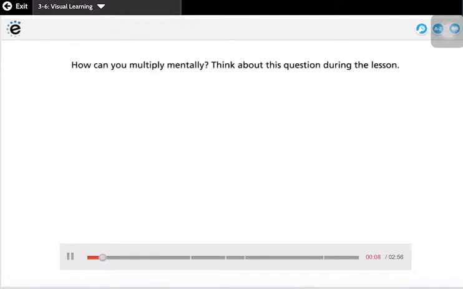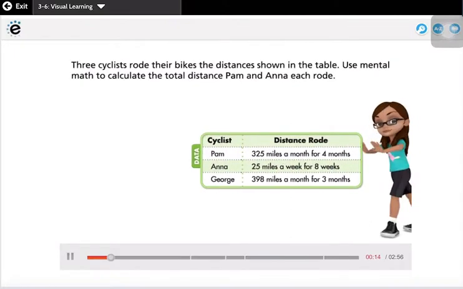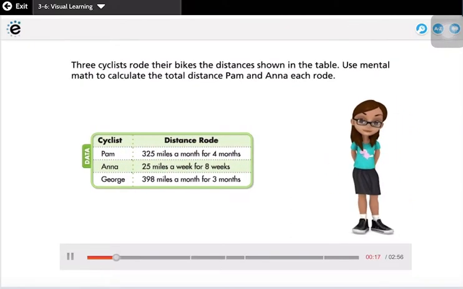How can you multiply mentally? Think about this question during the lesson. 3 cyclists rode their bikes the distances shown in the table. Use mental math to calculate the total distance Pam and Anna each rode.